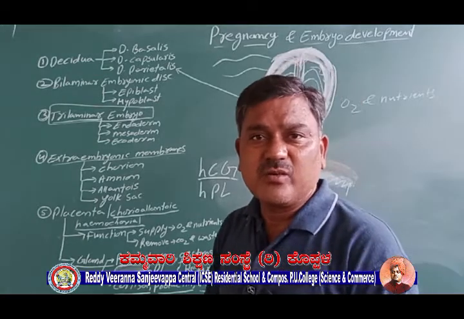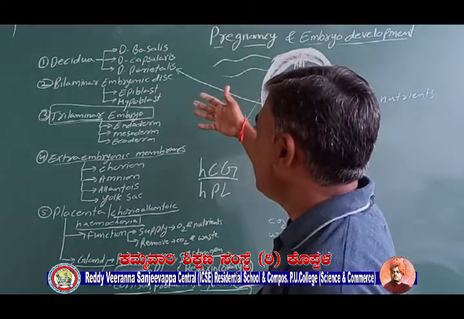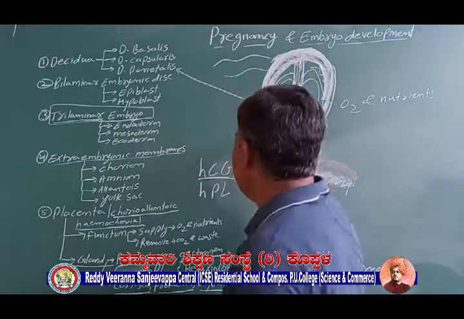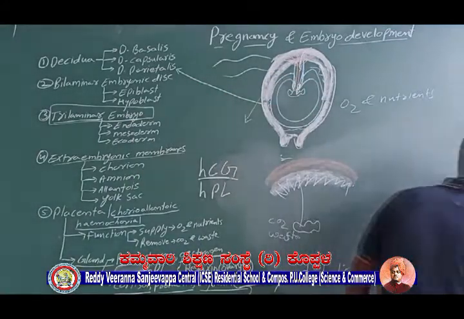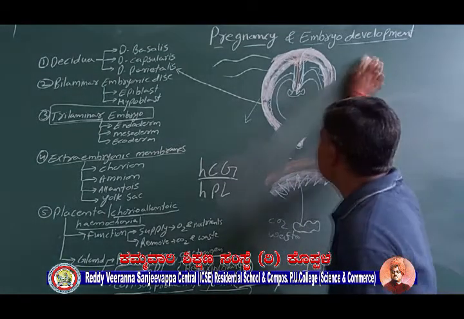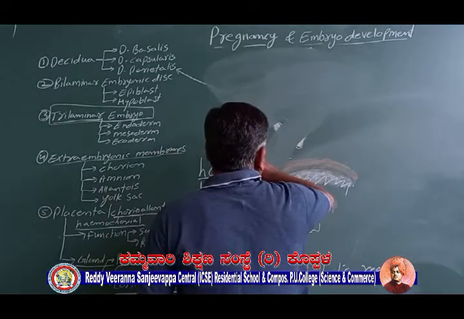Okay, so this is about the formation of the embryo and extra-embryonic membranes, and how pregnancy occurs. Clear? So, pregnancy and embryo development.